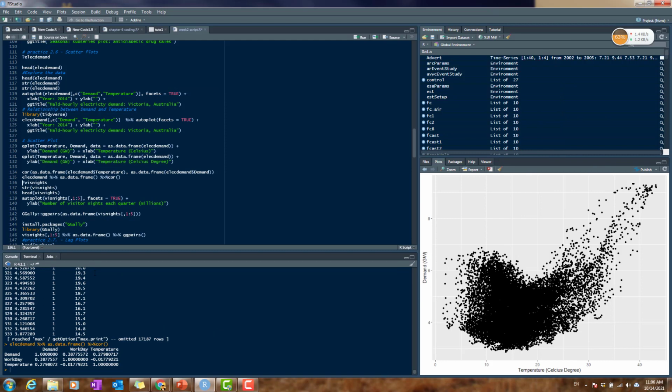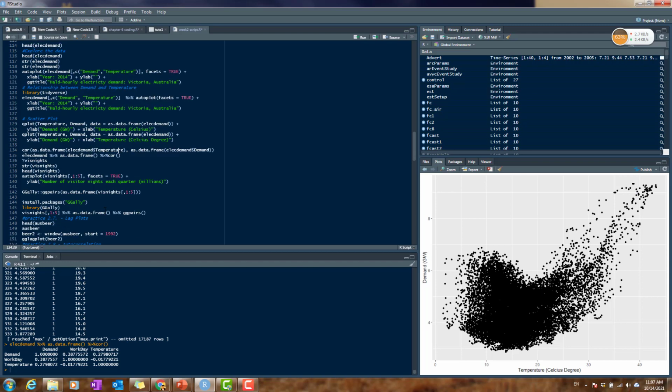And let's check it now. Okay, it looks like between demand and temperature, this is what I want. Demand and temperature have a correlation of 0.28, not that strong, but we can say it's a kind of positive relationship. But it should not be a linear relationship. This is a non-linear one, more like a quadratic relationship.